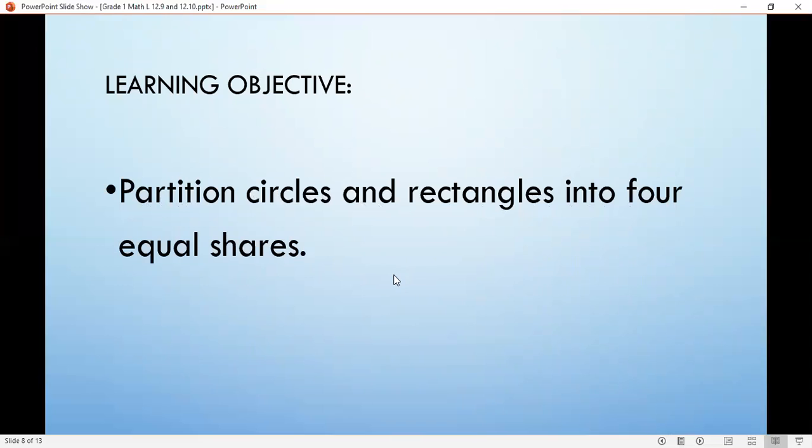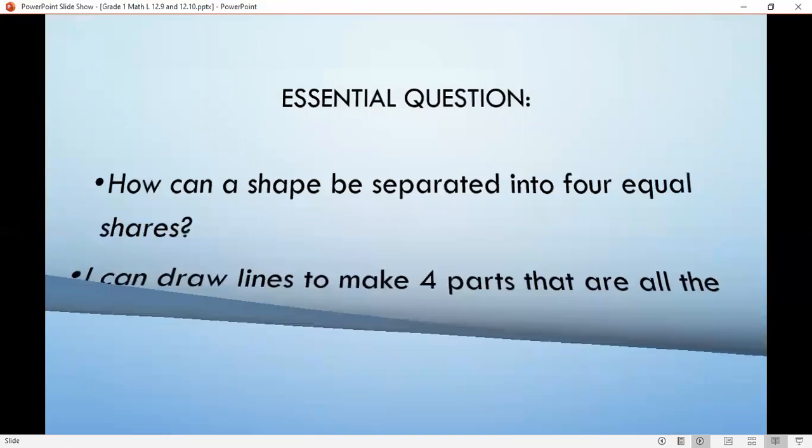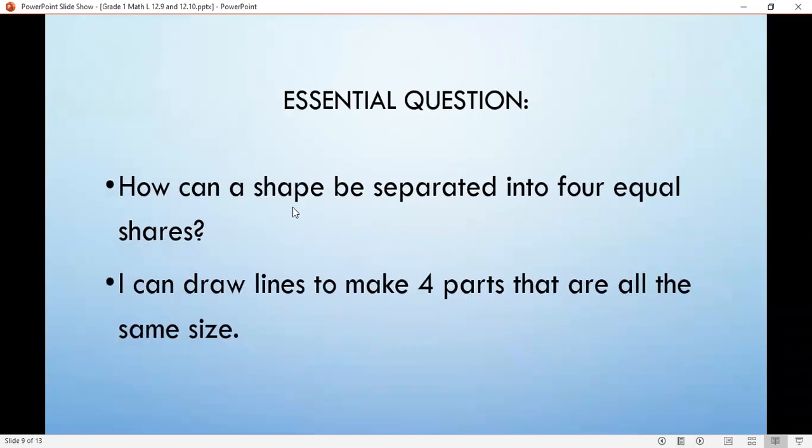First, in the first part of the lesson, we learned to split into 2 equal shares. Now let's see when we have 4 friends. What can we do? So, how can a shape be separated into 4 equal shares? I can draw lines to make 4 parts that are all the same size.